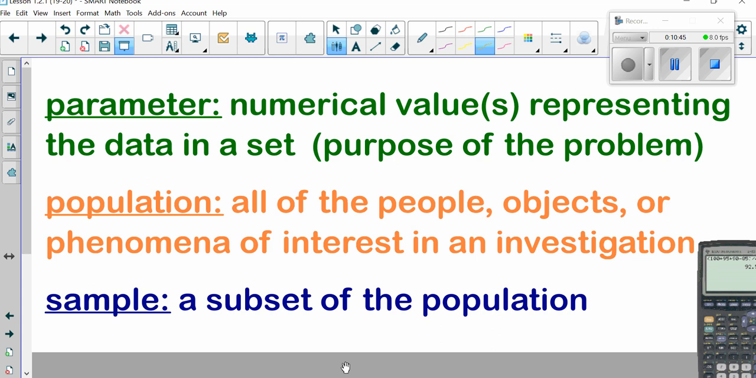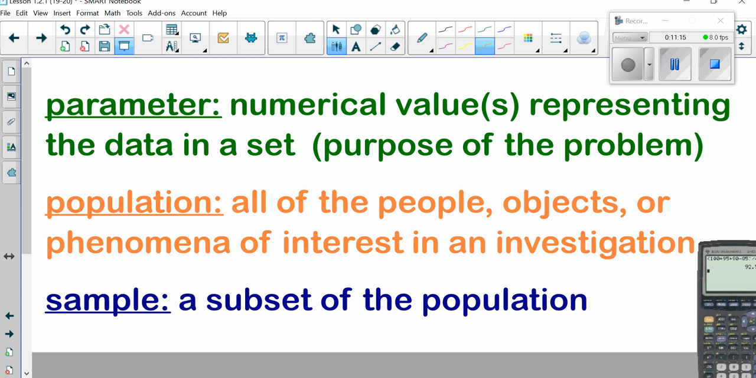For instance, if we use the warm-up as an example, the parameter would have been answering all the questions. It would have been finding the average of her test scores, the highest or the lowest, whatever the question is. The population would have been all of that girl's test scores. A sample would be the five that we picked. So let's say that she took 20 tests in a year. The population would be all 20. The sample would be the six that were picked. I think there were six.